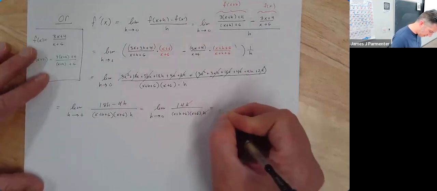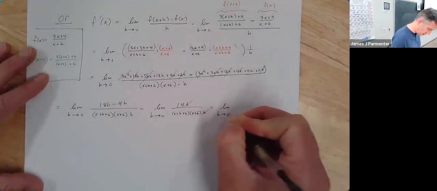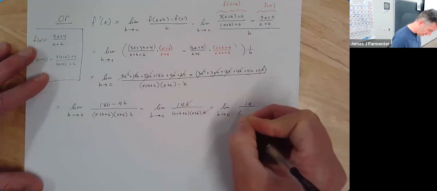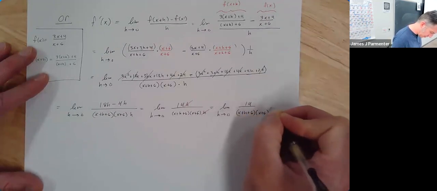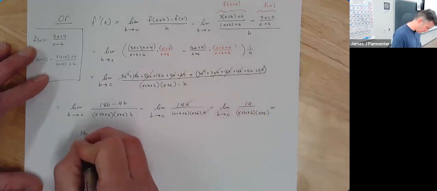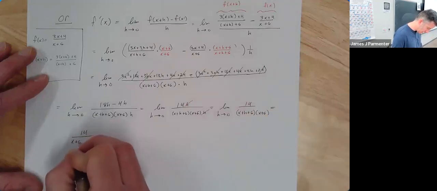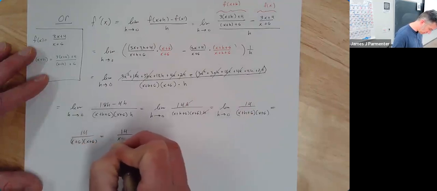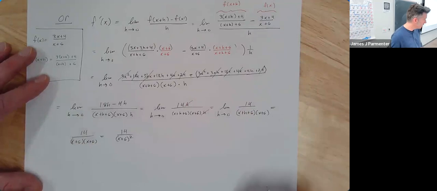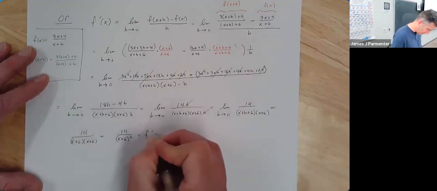And then we're left with the limit as h goes to 0 of 14 over x plus h plus 6 times x plus 6. And plugging in 0 for h, we get 14 over x plus 6 times x plus 6, which is 14 over x plus 6 squared, which is our derivative f prime of x.